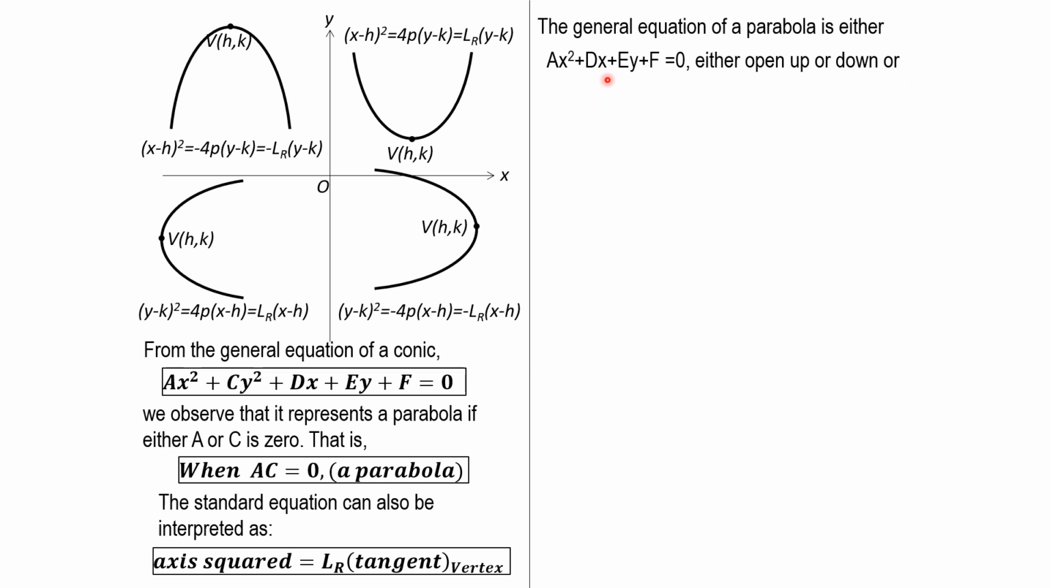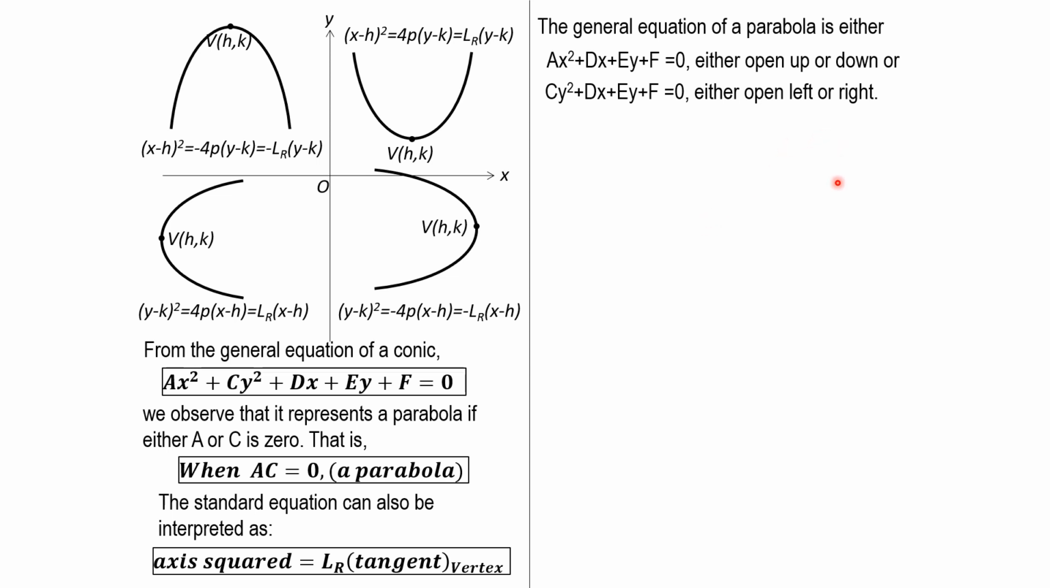You just transform the general form to one of these standard forms. Anyway, only one square term exists, and it's easy to complete the square for that term when only one second degree term exists. What we are sure of in this situation is that this parabola is either open upward or open downward. And the other equation is cy squared plus dx plus ey plus f equals 0, which is either open to the left or open to the right.